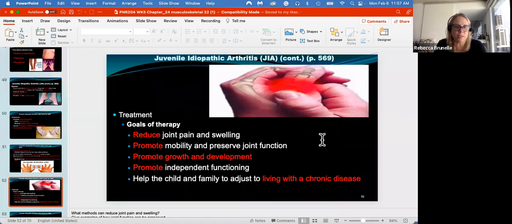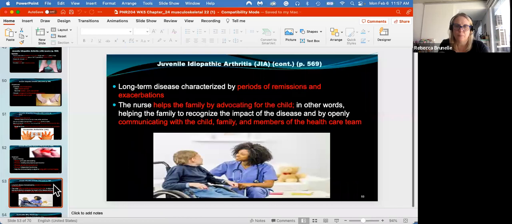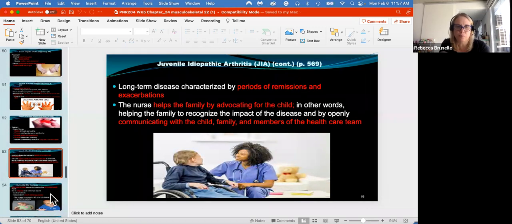So, with most things, the goal of treatment is to have as normal a life as possible. So reduce the joint pain and swelling, maintain as much mobility as possible, and promote independent functioning. It is a chronic illness, with remissions and exacerbations. So you have to educate parents that this is something they'll continue to deal with throughout their childhood. This reiterates that, giving them the support they need, helping them communicate, maybe getting the school nurse involved, so that they have the support they need at school also.